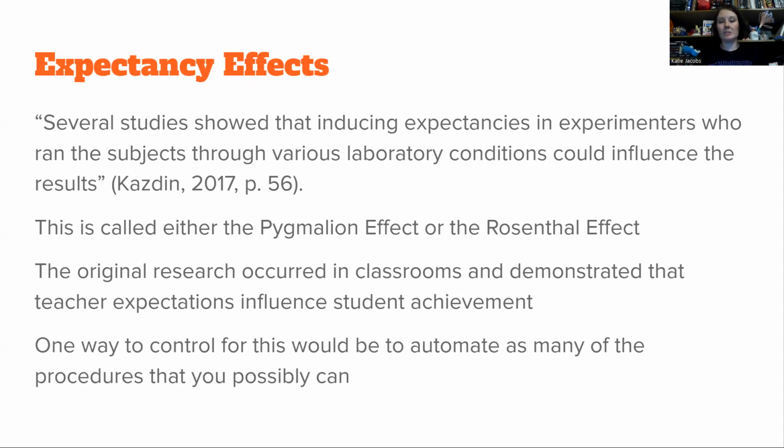Okay, so one way to try to control for expectancy effects is to automate as many procedures as you possibly can. So if you're doing online research, that makes sense. If you're going to be in contact with participants, then you're going to want a script for your study so that you read it exactly the same every time.